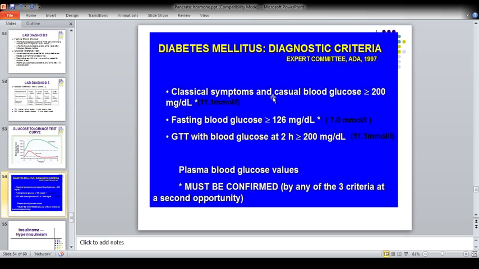So plasma blood glucose values are given above, and we should check the patient at least twice for all the three criteria to nominate him or her as a diabetic patient.